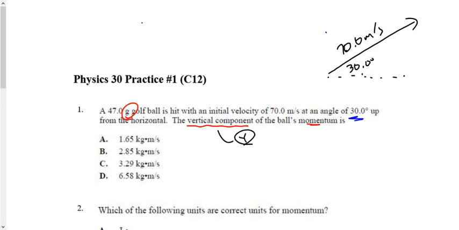Now I'm going to complete that triangle. This is my x side. This is my y side. Now, usually at this point, I would resolve this and get the x component and the y component. But in this case, since I'm only looking for the vertical component of the momentum, I don't need to bother with x. I'm just going to deal with the y component.